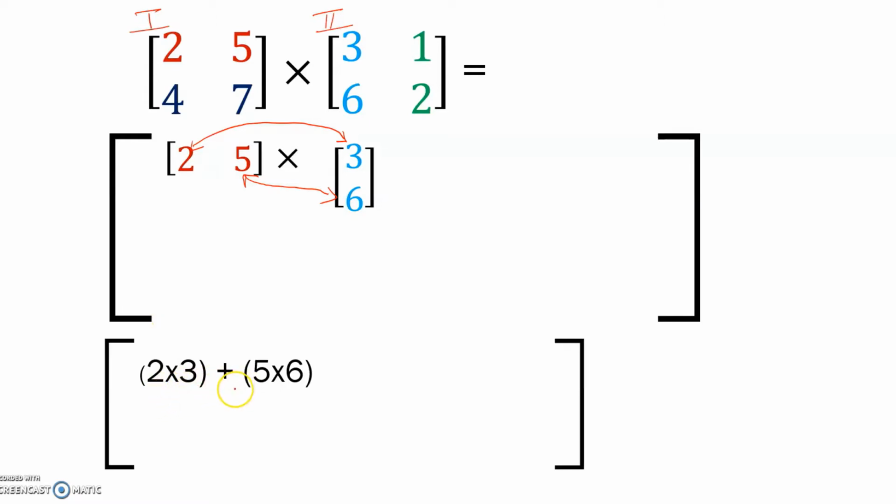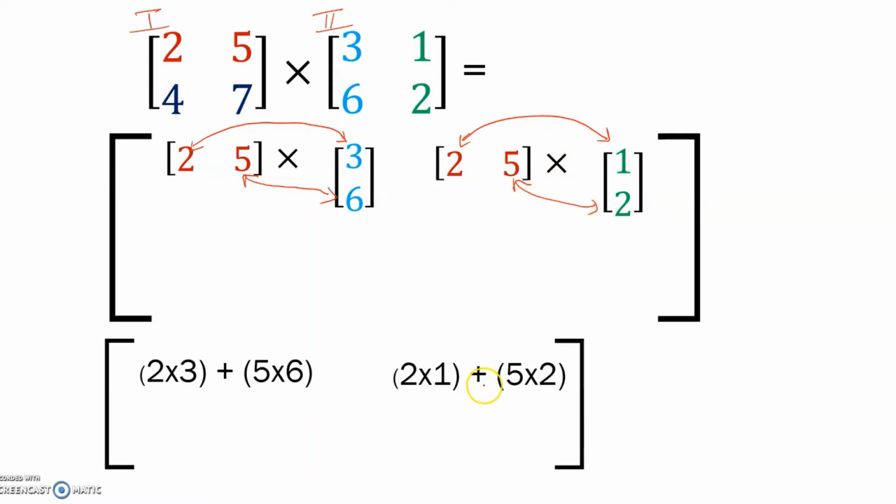Alright, so we'll leave this here as it is and let's go back into this section here. The location of this element would be first row, second column. So let me take the first row elements of the first matrix and bring them here. And since this is the second column, let's bring the second column elements of the second matrix. And repeat the same process again. So multiplying 2 with 1 and 5 with 2 and adding them together, you put them down here.